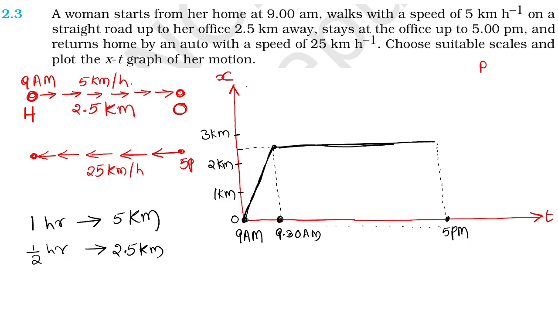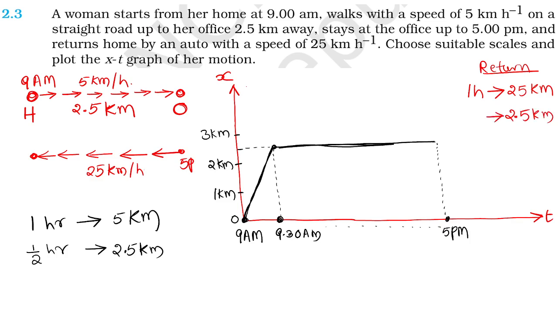Let me write here, I am talking about return. 25 kilometer per hour means that in 1 hour the auto can travel 25 kilometer. But the auto needs to travel only 2.5 kilometer. The distance between home and office is only 2.5 kilometer. So the auto does not need to travel 25 kilometer. It needs to travel only 2.5 kilometer.